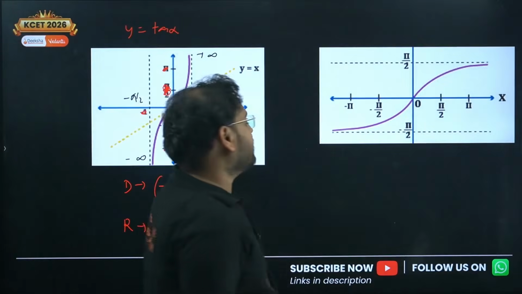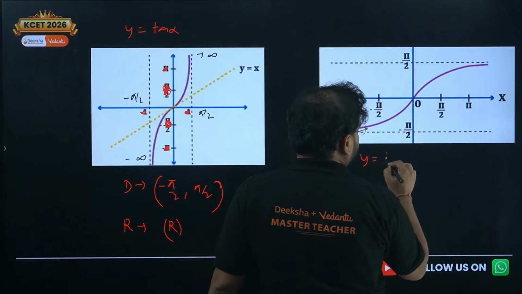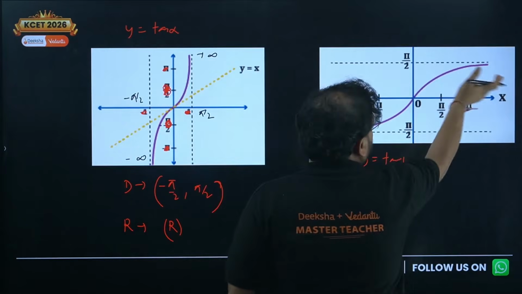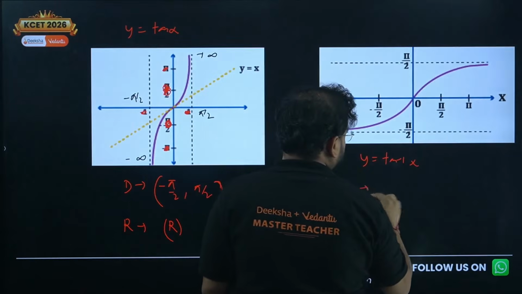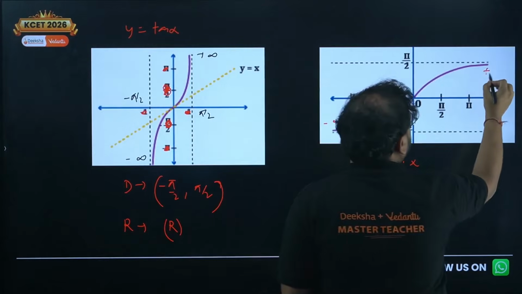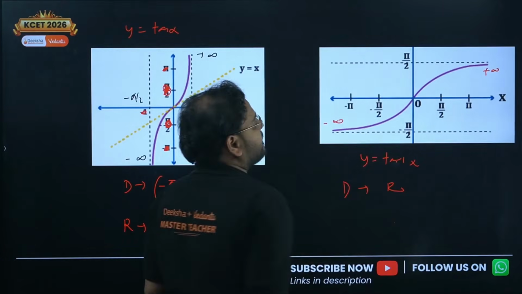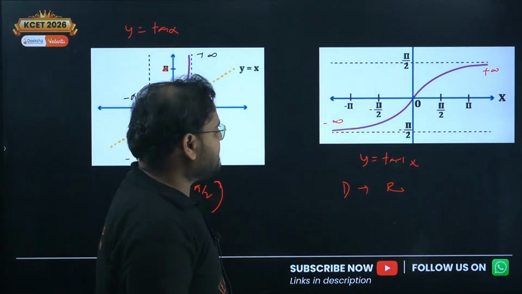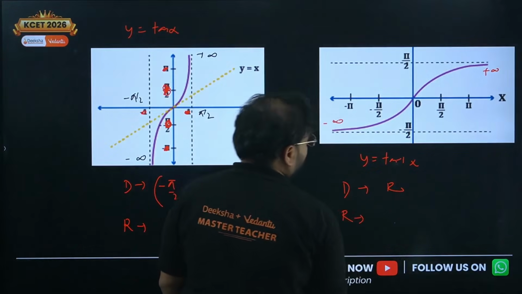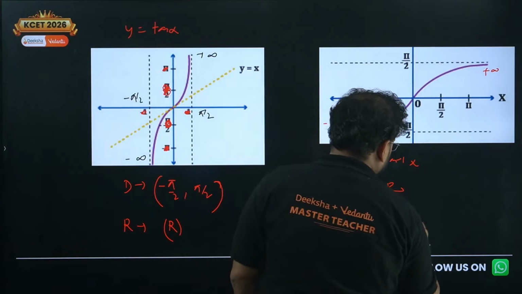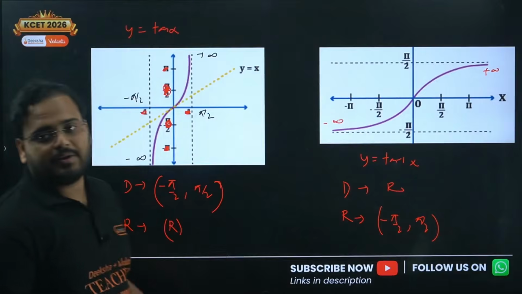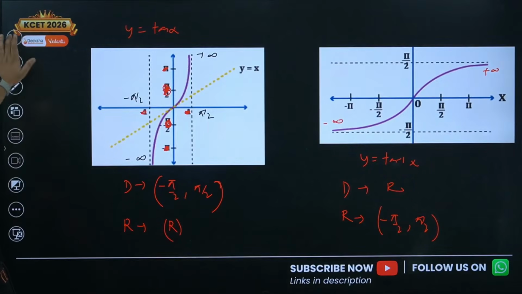What about in the case of tan inverse? Check here. The domain becomes what? All real, because this is going to negative infinity and this is going to plus infinity. It is moving till plus infinity. X is all real. What about the range? The range becomes minus pi by 2 to pi by 2, open. Clear? Both are clear.